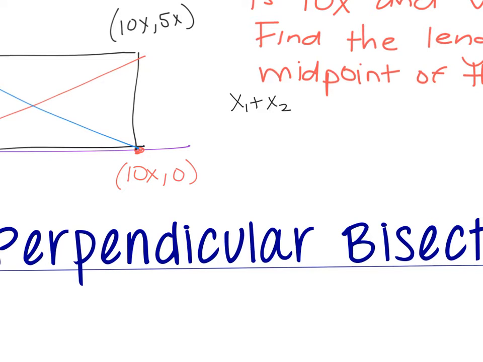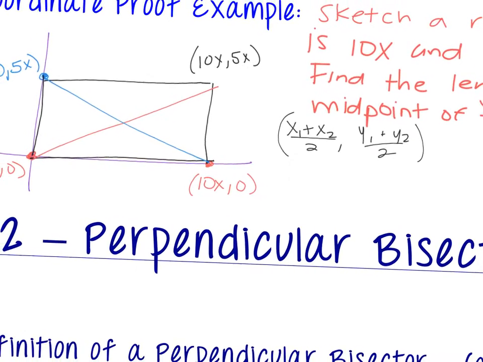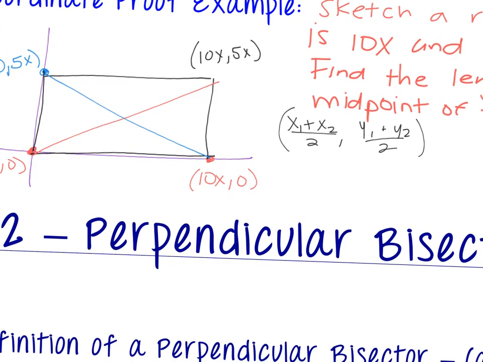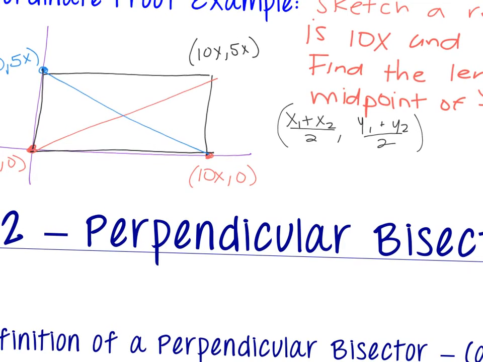Good. x1 plus x2 divided by 2, and then y1 plus y2 divided by 2. So again, it won't matter which diagonal I use, because diagonals in a rectangle are congruent and they're going to cross at the same point. So the midpoint of one is going to be the midpoint of the other.